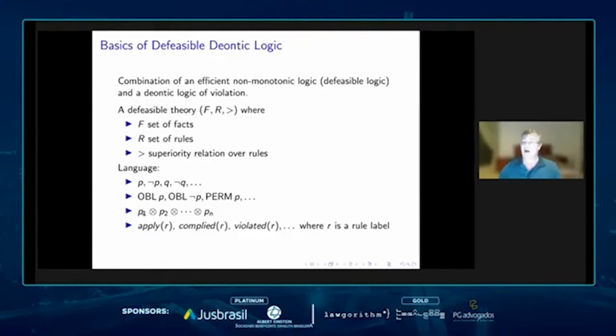But furthermore, we have a compensatory operator represented in this way, and the meaning is that P1 is obligatory, but if it's violated, then the violation makes P2 obligatory, and doing P2 compensates for the violation, and then we can apply this for all of them. Furthermore, as I said before, we extended with apply, complied, and violated, where R is just a rule label.